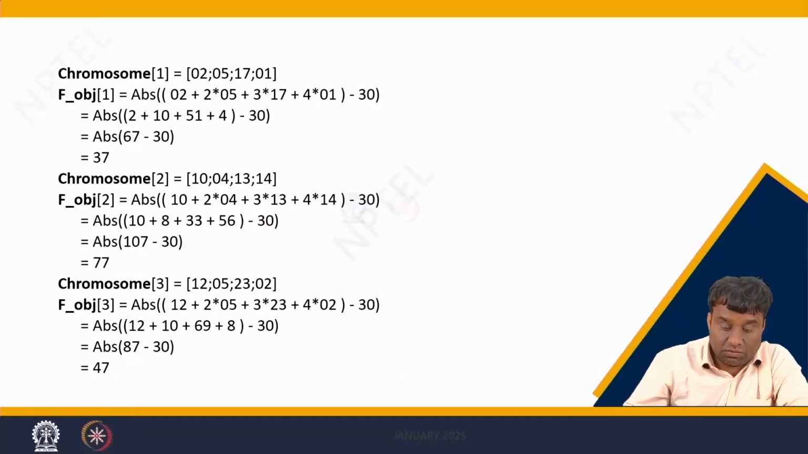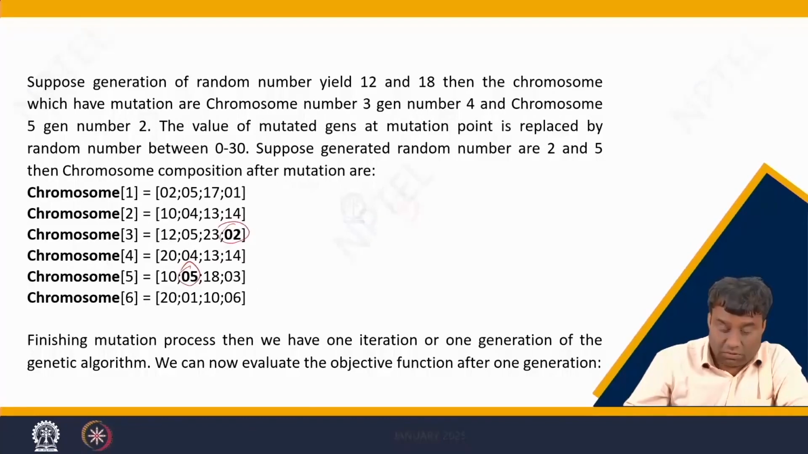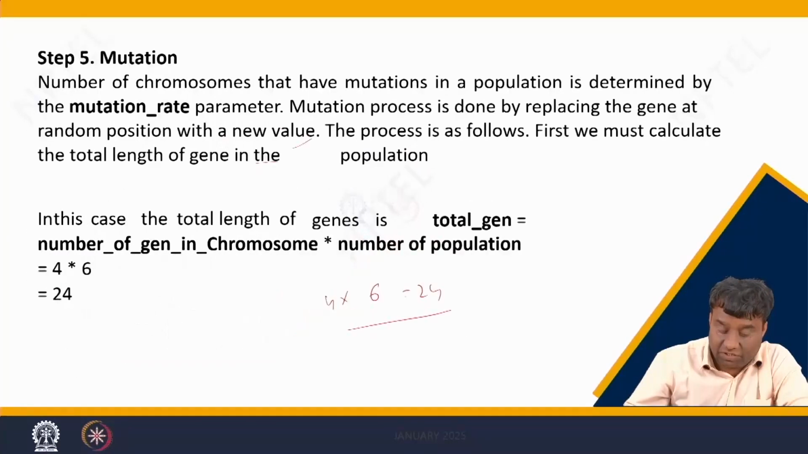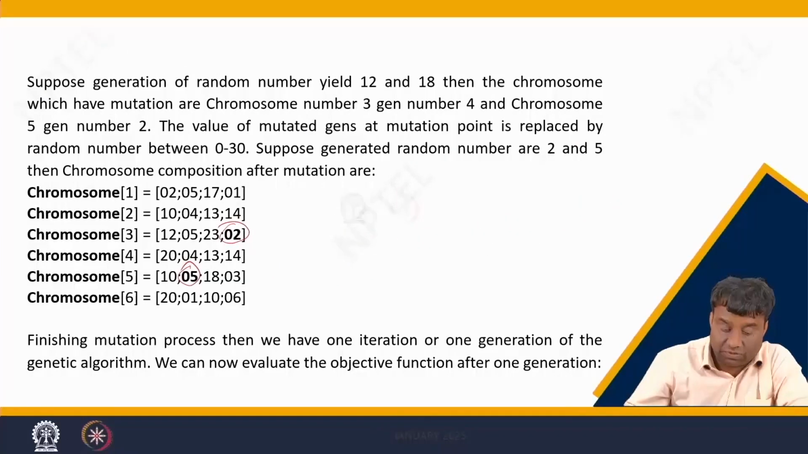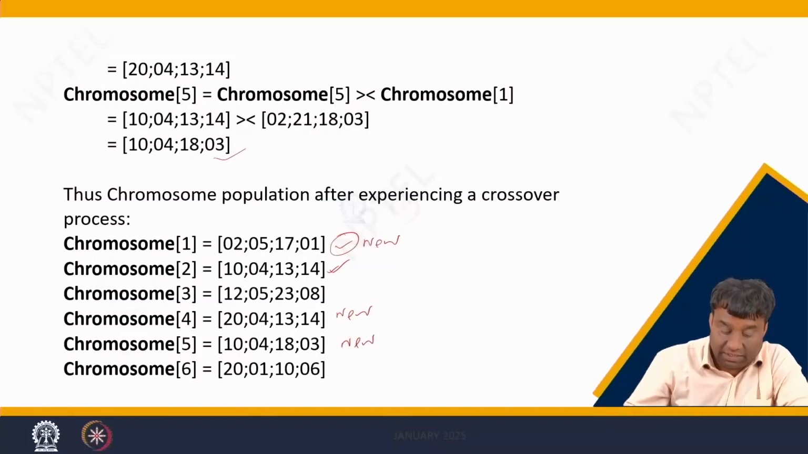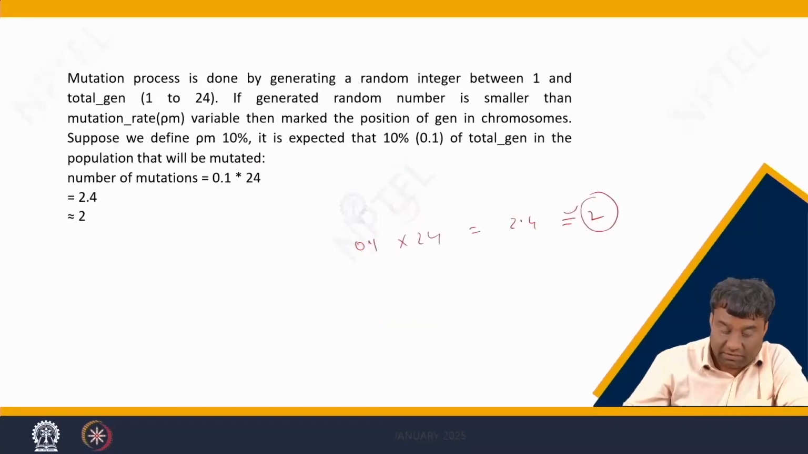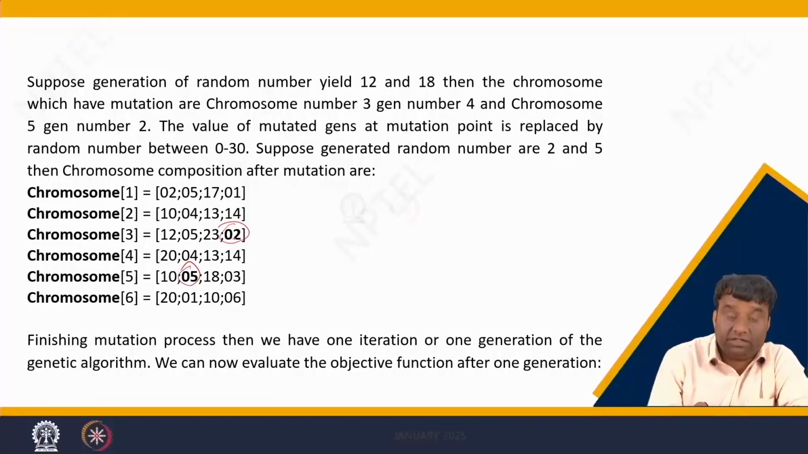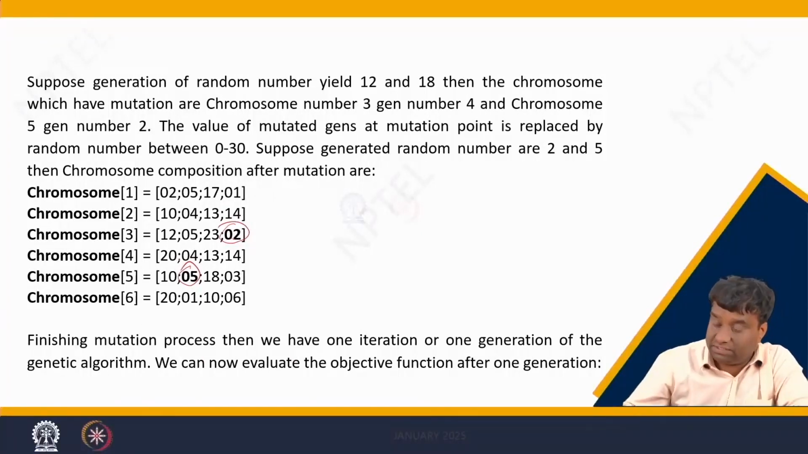So we change this one, that is basically 14. So chromosome 3, that is 8. So we change it like 2. And after this change, we'll get this new chromosome. So this will be considered the new population for the next generation.